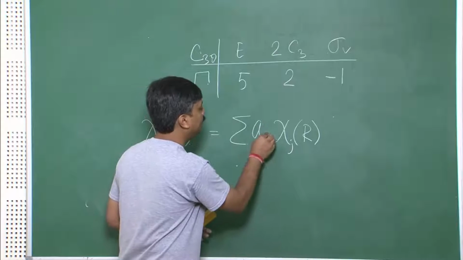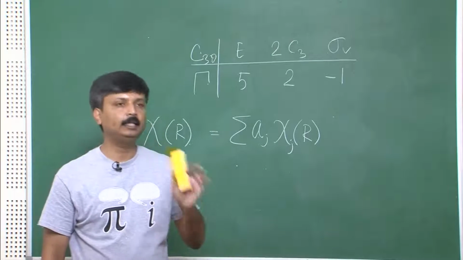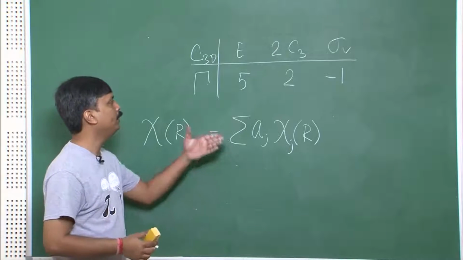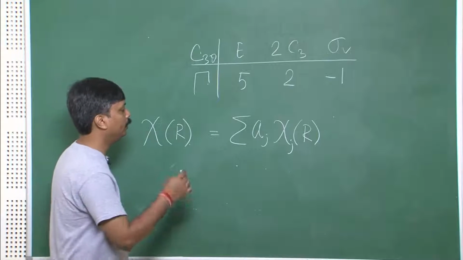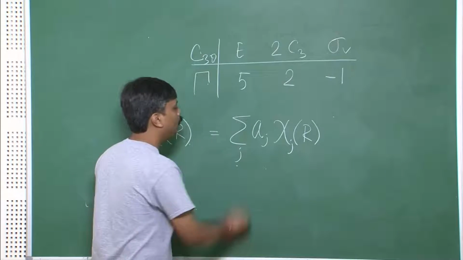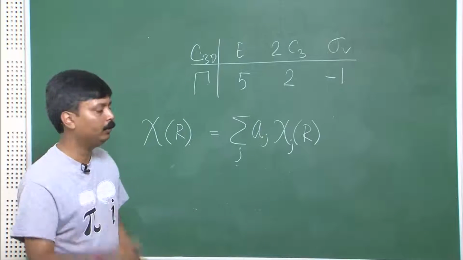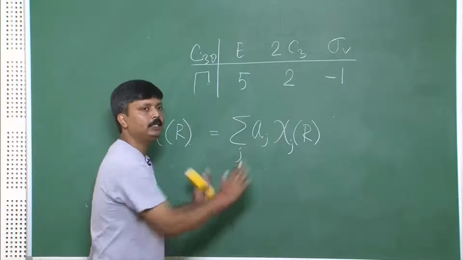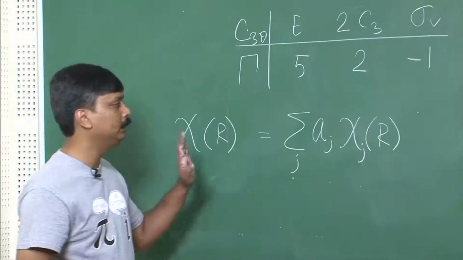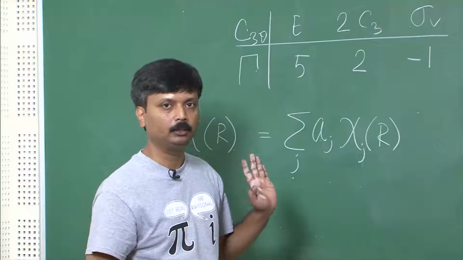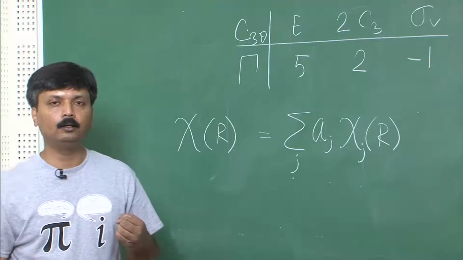So suppose I call it Aj. So Aj number of jth IR will appear in my reducible representation when I reduce it, and so there will be several irreducible representations. So j can be 1, 2, 3, whatever. Okay, so I can have this relation, because the character of the matrix does not change on the similarity transformation, correct.